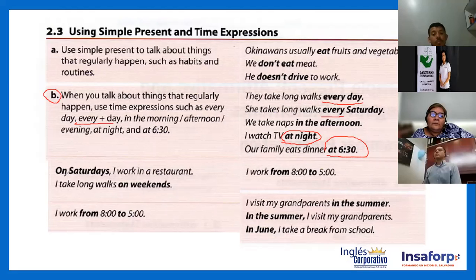Samuel, can you help me? This example, please. Hola, hola. Yes. On Saturdays? On Saturday, I work in a restaurant. I take long walk on weekend. Continue. I work from eight o'clock to 5 o'clock. Okay, very good, Samuel. Thank you.